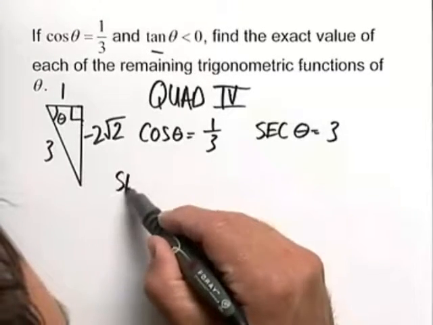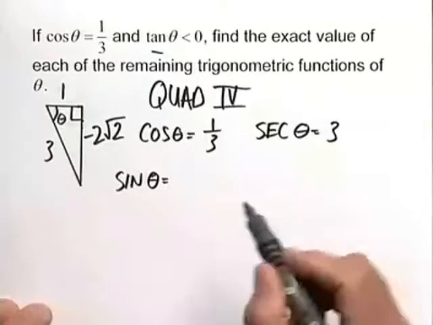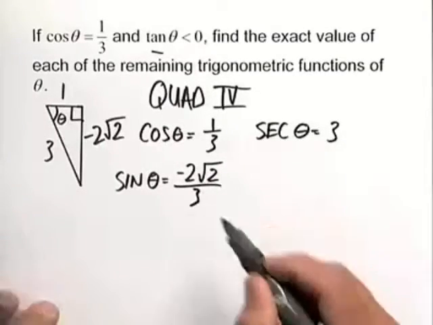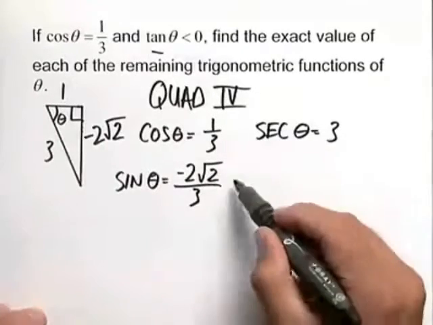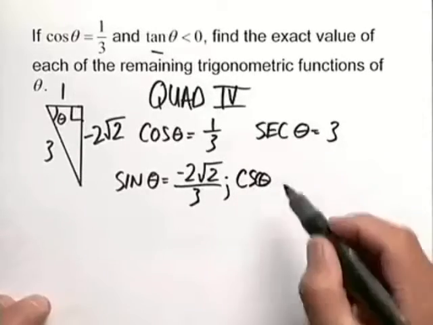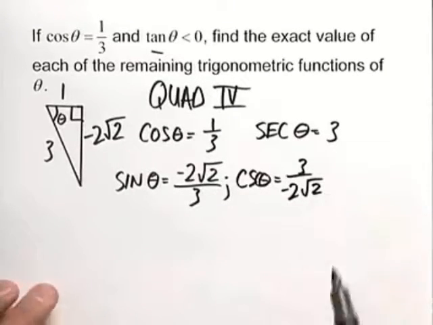Let's go to the sine. The sine of theta, remember, is the opposite over the hypotenuse. So that will be -2 square root of 2 all over 3. And the reciprocal relationship, again, with the cosecant will give us that value here. And that will be 3 all over -2 square root of 2.